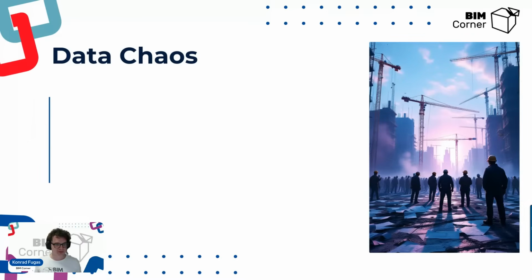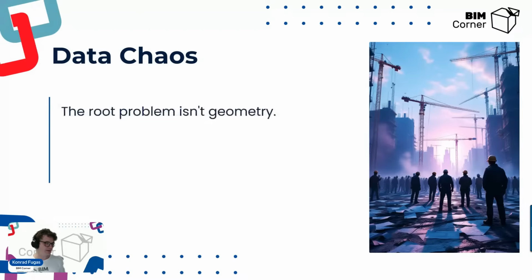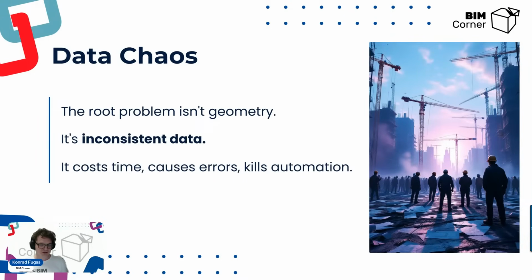So what do we get as a result? Total information chaos. Nobody outside their own bubble, their own discipline, knows what's what. And so we spend hours clicking and cross-checking data that should have been aligned from day one. So I think the root problem with understanding the data and the open standards is not the geometry. It's the inconsistent data, because it costs time, causes errors, and kills automations.